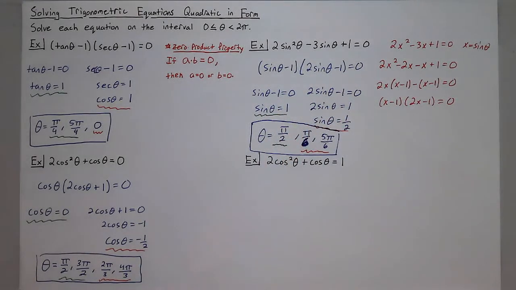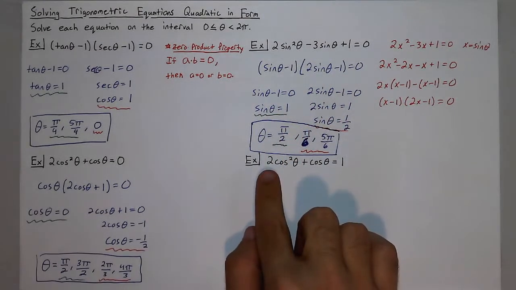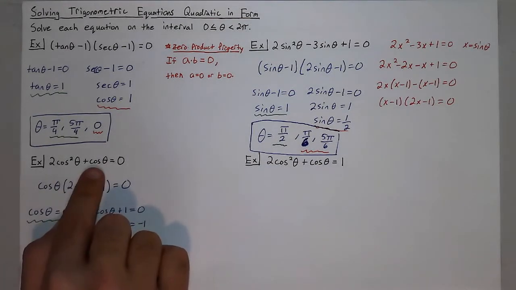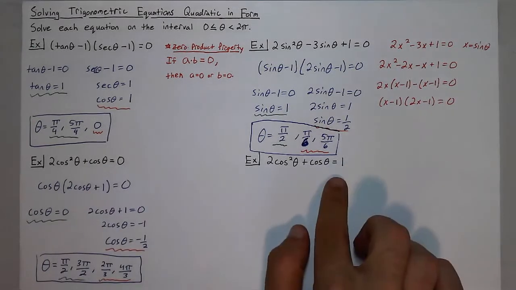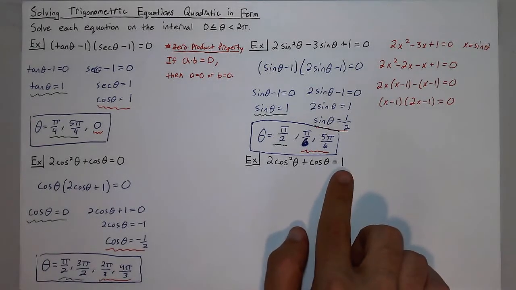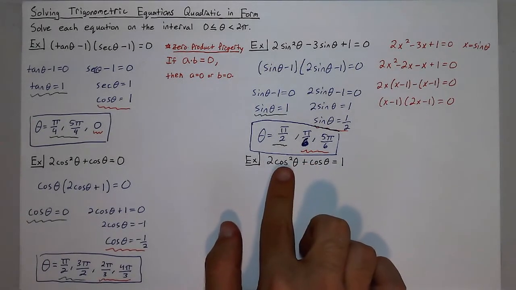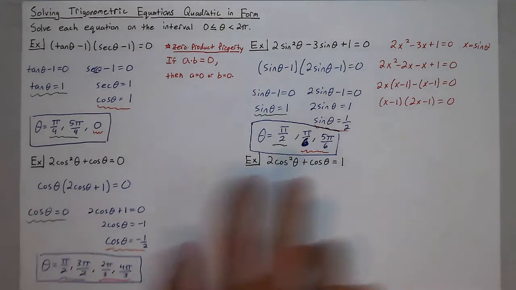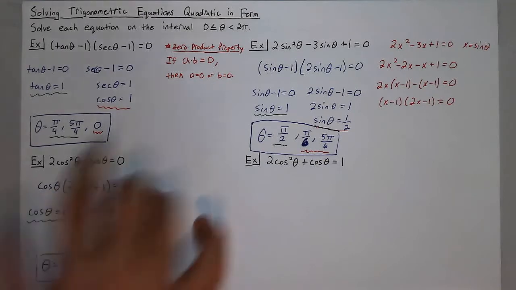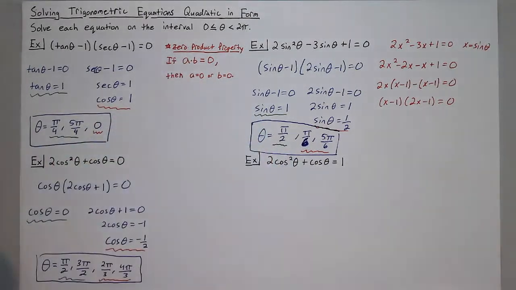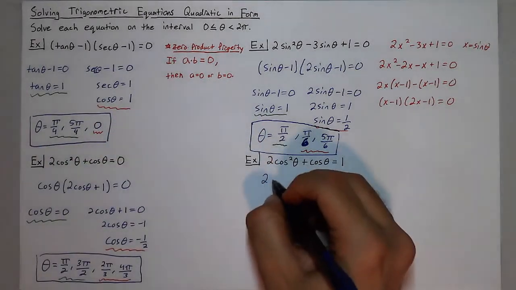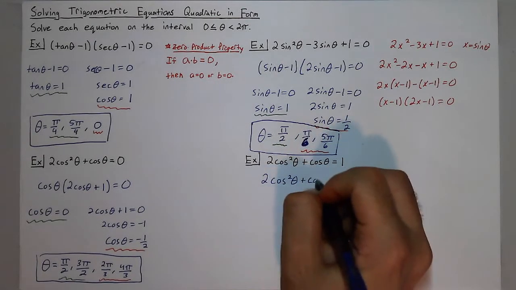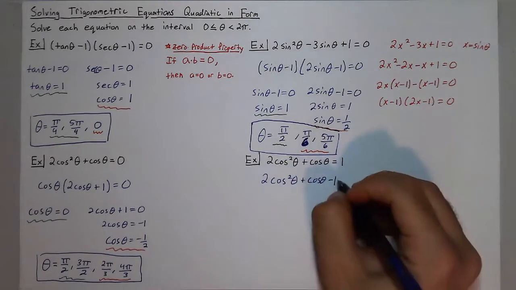Now for the last example, I have 2 cosine squared theta plus cosine theta, which I had on the left here, but instead of being equal to 0, it's equal to 1. So if it's not equal to 0 yet, but you see this quadratic forming, then we need to move everything to one side, because if you were to factor this, it would still be equal to 1, which doesn't follow the zero product property. So I need to subtract 1 first.